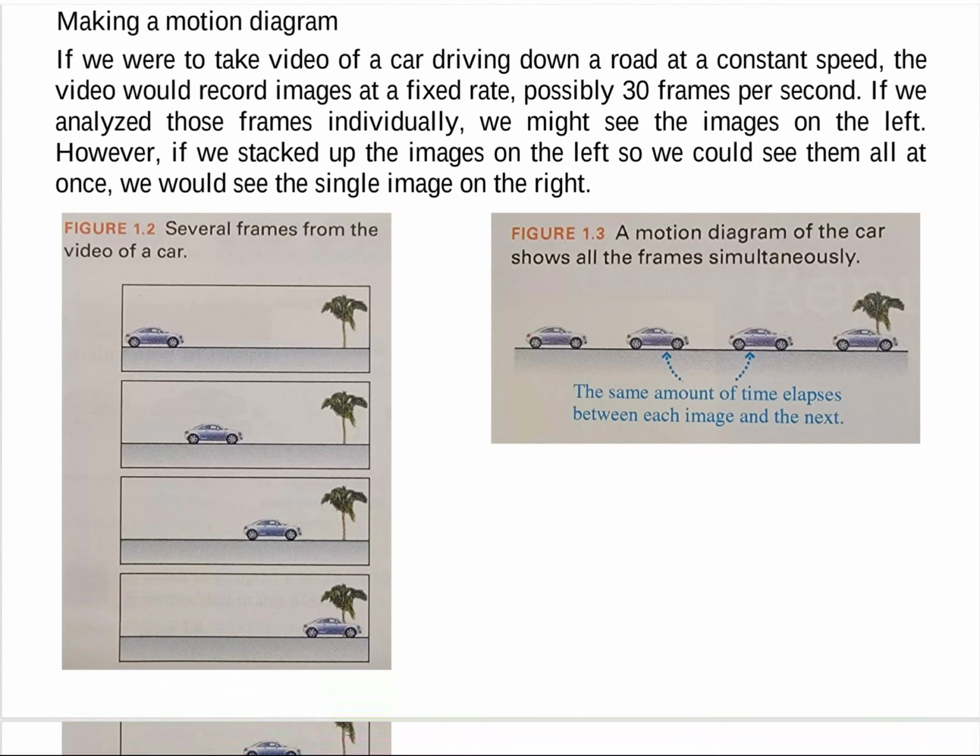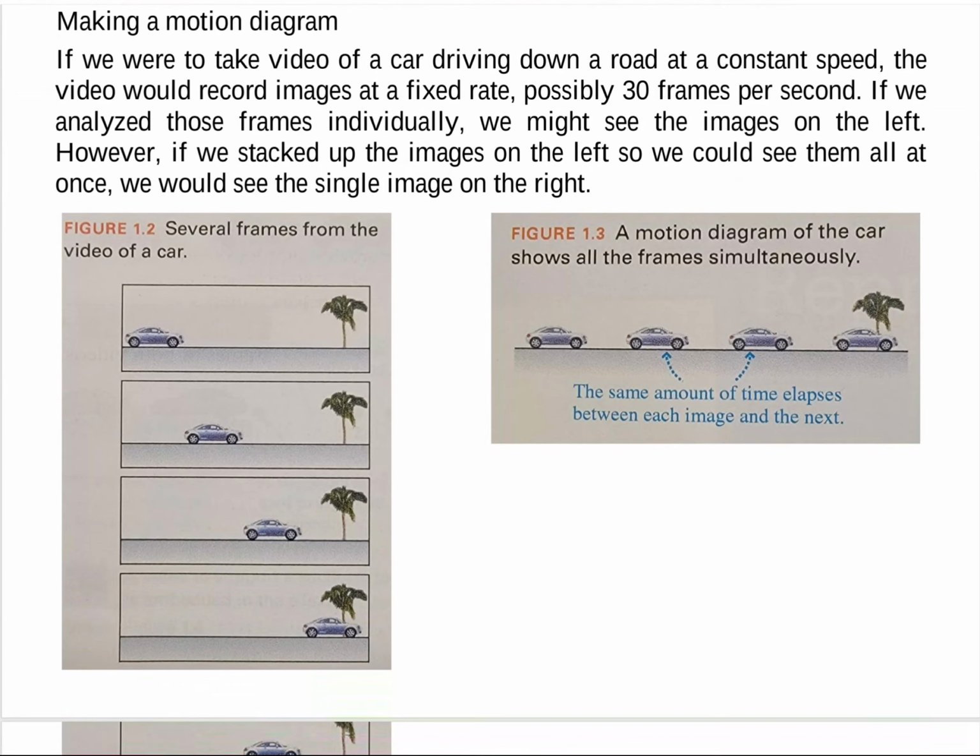Okay, so first thing we're going to learn how to do is make a motion diagram. So if we took a video of a car, so we have a video camera set up, and it's recording, and it's not moving, the car is driving through the scene. Here's what we would see frame by frame by frame, maybe, okay?